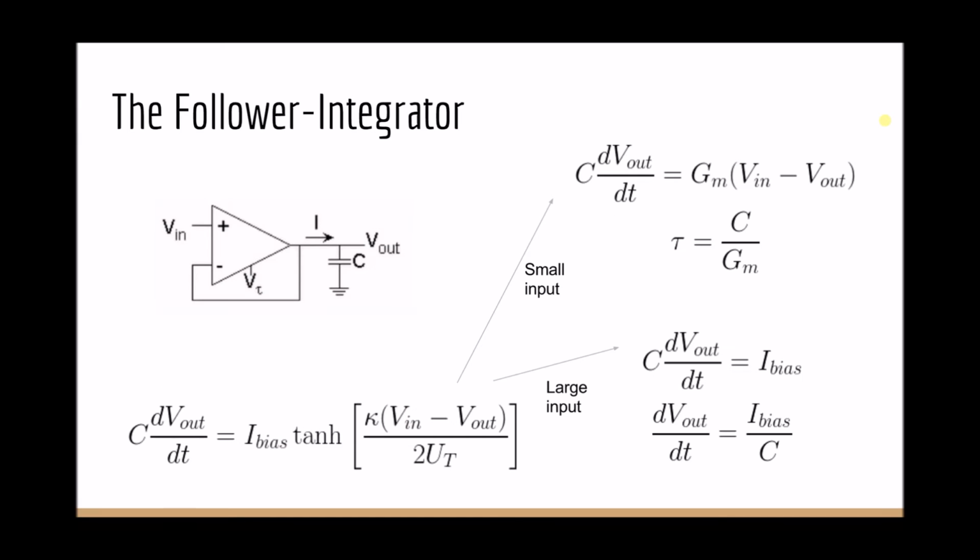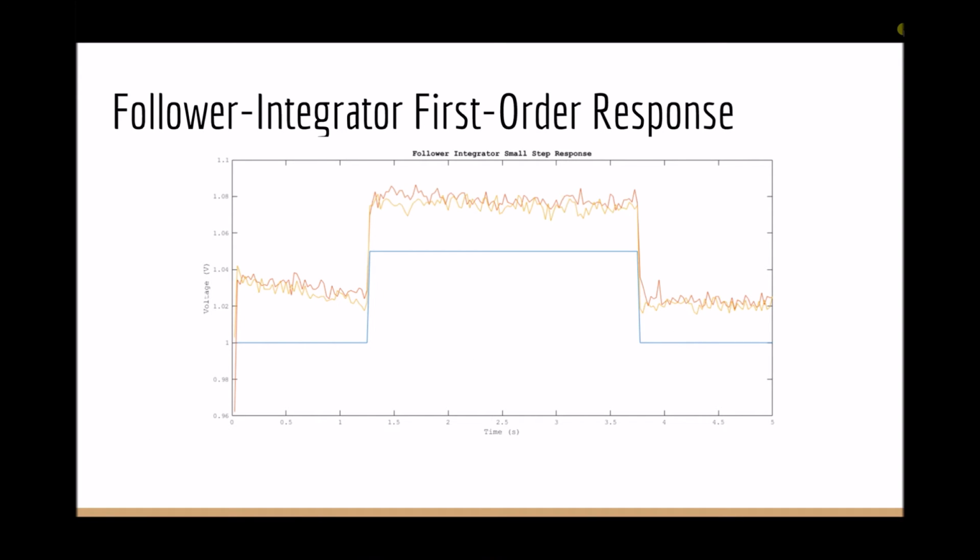The follower integrator is so called because it exhibits first-order characteristics. In the event that a capacitive load is present, for example an output pin capacitance, a differential equation for the output voltage can be written. This differential equation is the canonical representation of a low-pass filter, which behaves like an integrator at high frequencies. With a small step in voltage, the response of the follower integrator is effectively a first-order exponential.